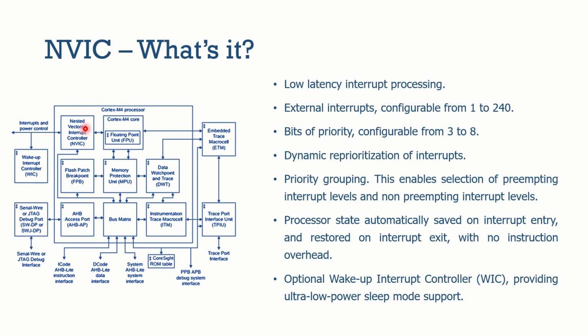Okay, I have prioritized the interrupt. Can I reprioritize it at runtime? Can I do it dynamically? Yes, you can, and it is all possible through this block, which is connected to certain other blocks, as you can see here. And priority grouping is the most important point. This enables selection of preempting interrupt levels and non-preempting interrupt levels, which means there are some interrupts which can be preempted and I can group them together, and some interrupts which cannot be preempted and I will group them separately. So I now have priority grouping, which is very important, and I understand which interrupts are to be grouped as preemptable and which as non-preemptable. I hope you know what preemption is.